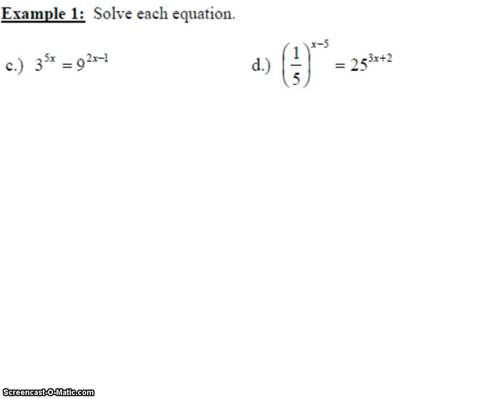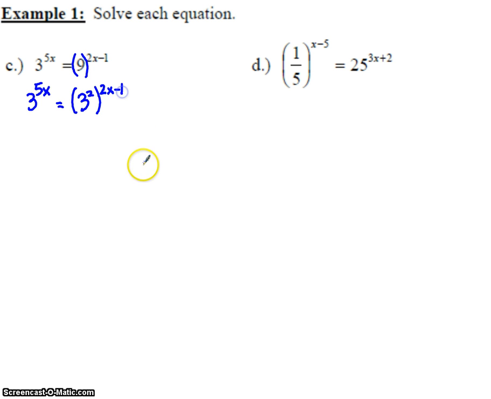So let's see how you can solve example C and D as well. C is very similar to A, and really especially similar to A. You have a base of 3 here, and on the right you have a base of 9. Well, that is not the lowest form, so we can drop that down to being a 3 squared. And then on the outside, whoa, that got a little weird in here.